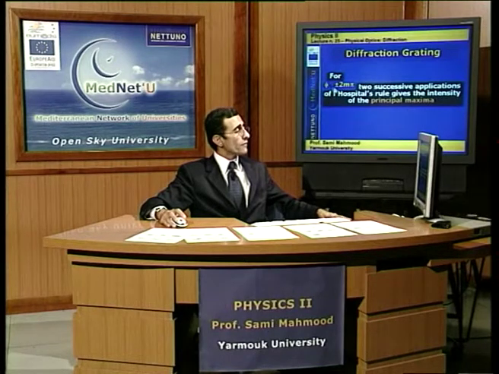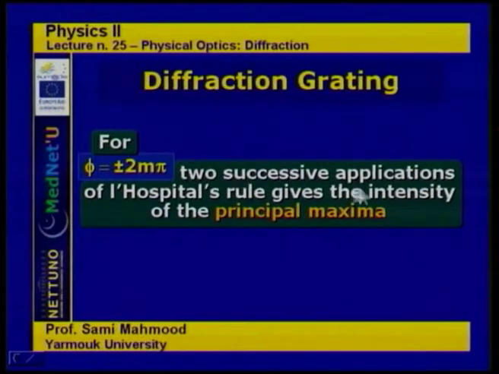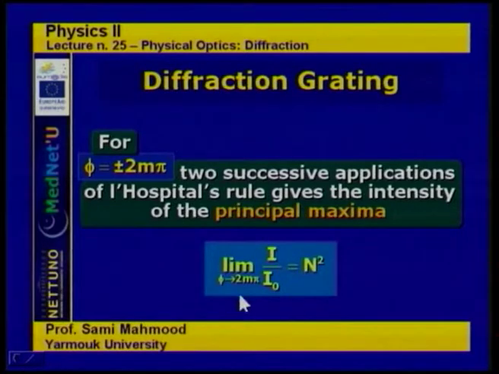Now, for phi equals plus or minus 2m pi, 2 successive applications of L'Hopital's rule give the intensity of the principal maxima. So we have a number of principal maxima. It's not like in the case of diffraction, where we have one principal maximum. Here we have several principal maxima. And the limit as phi approaches 2m pi, at the location of the maxima, is I over I naught equal to N squared.